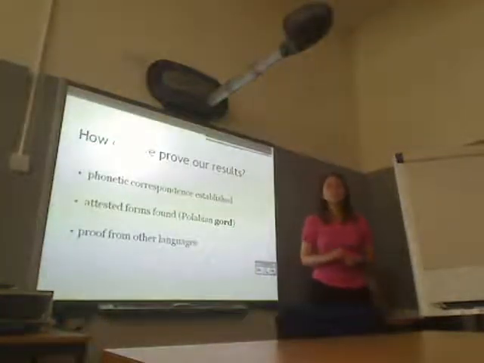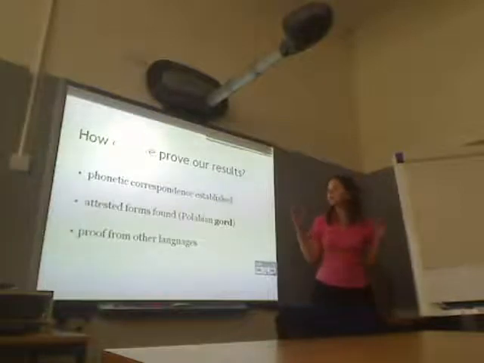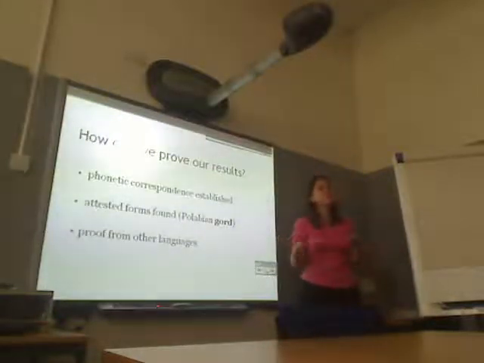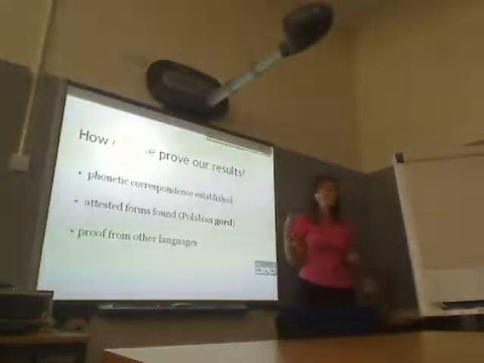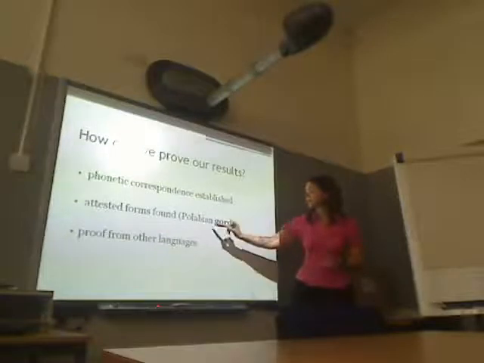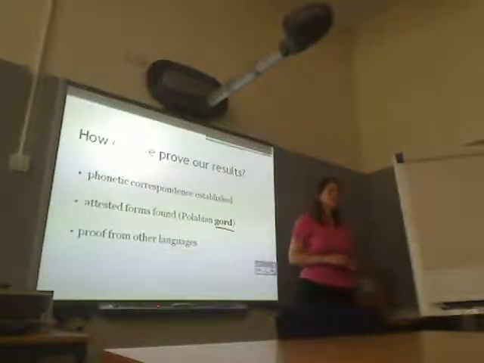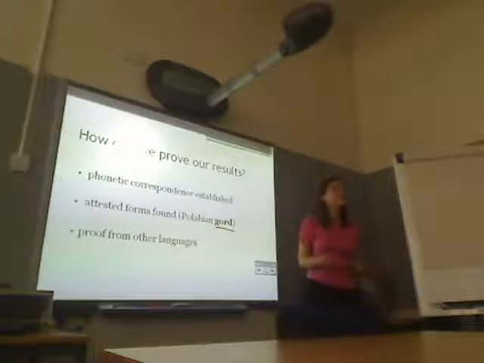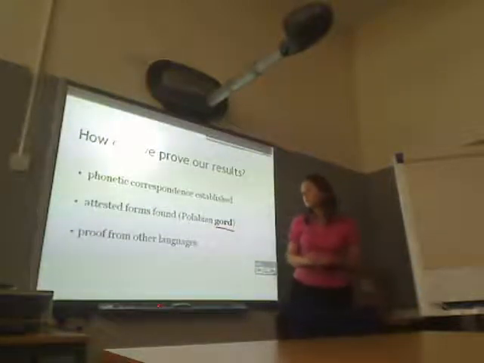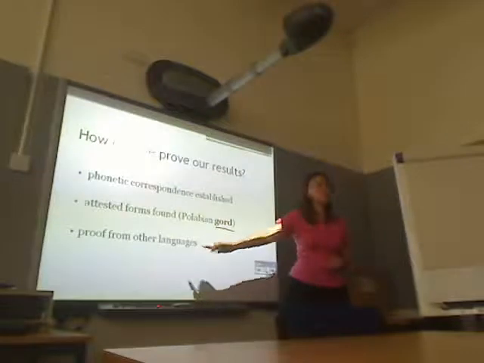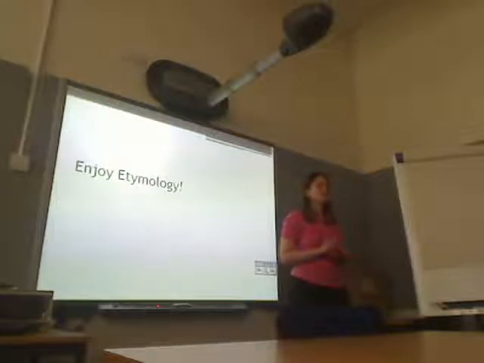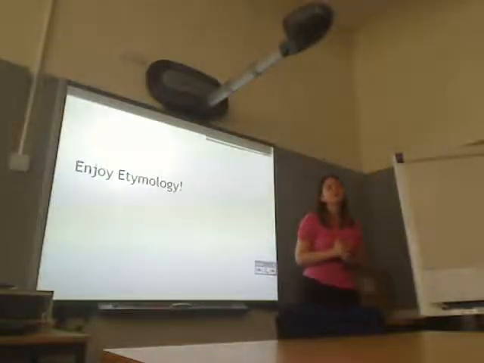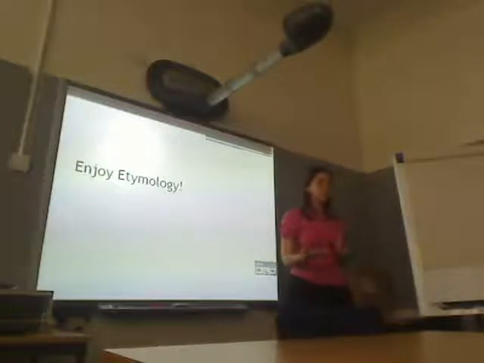So, how can we prove our results, our findings? We established phonetic correspondences within the variety of the group. Then, we found even attested forms, like this Lechitic form, but we cannot always be so successful. Sometimes we can't find this attested form. But we can have proof from other languages anyway. So, I hope this short excursion will give you an opportunity to understand etymological dictionaries more. Thank you.